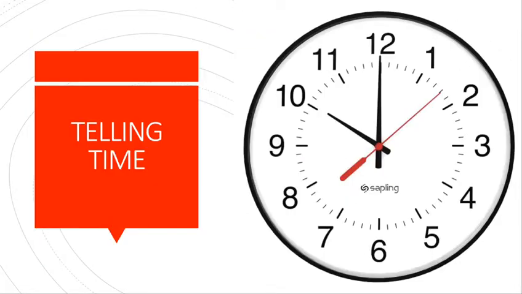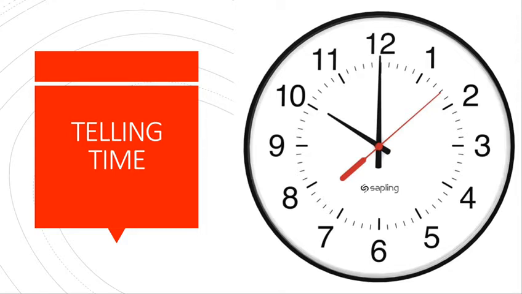Dear students, there are 12 numbers on the face of a clock. And the numbers are 1 to 12. That is 1, 2, 3, 4, 5, 6, 7, 8, 9, 10, 11, 12.